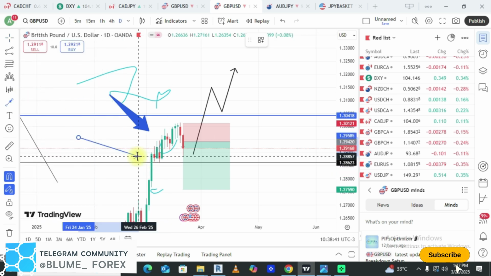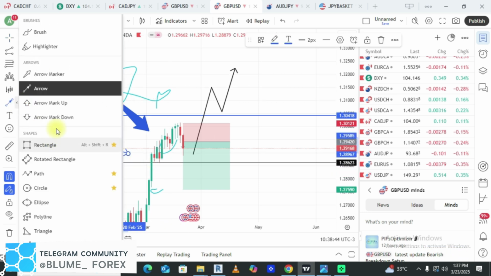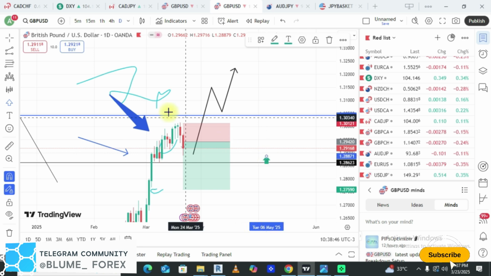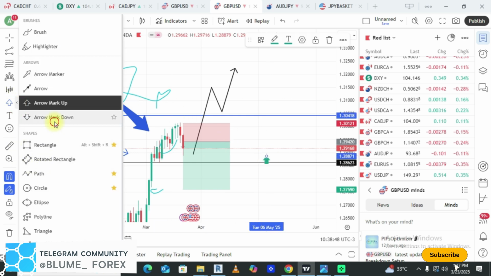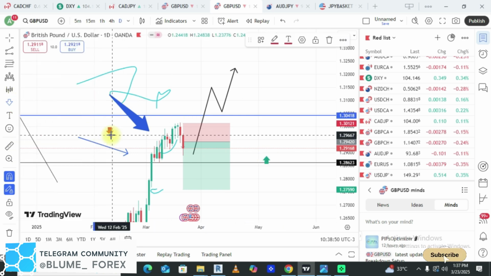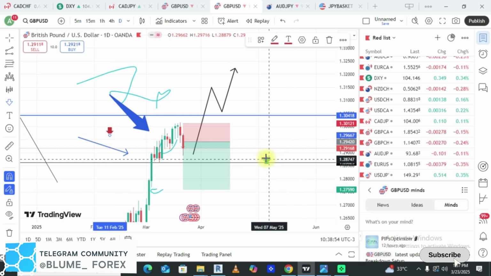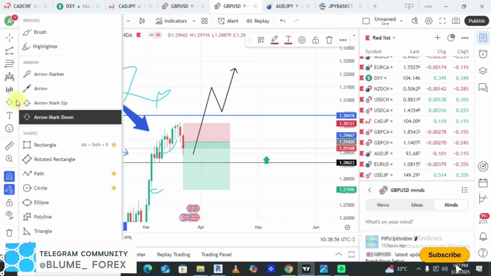So you also have the arrow, and then we have the arrow up, and then we have the arrow down. These are all tools you can use to aid. Normally after your analysis, you use them to indicate certain points on the chart. If you don't add them, you can still do your analysis, but others prefer adding these levels.